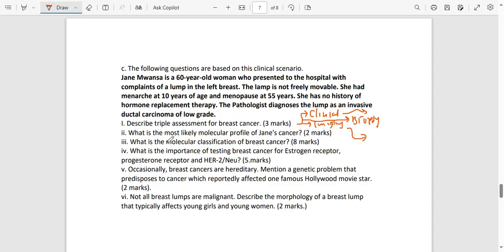Okay, and then number two, what is the most likely molecular profile of Jane's cancer? This woman has an invasive ductal carcinoma of low grade. What would be the most likely molecular profile? Luminal A. Okay, so for people to be able to get that, we need to answer the next question. What is the molecular classification of breast cancer? How do we classify breast cancer by the molecular classification?